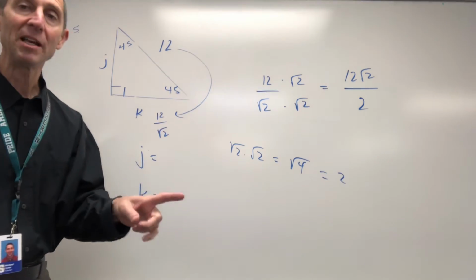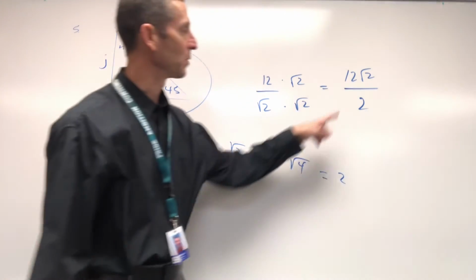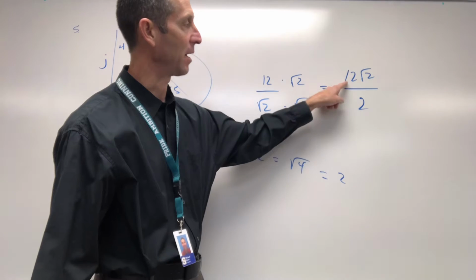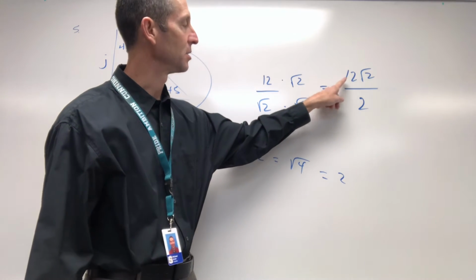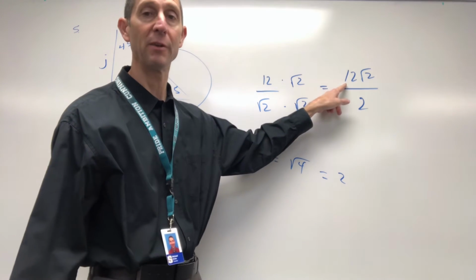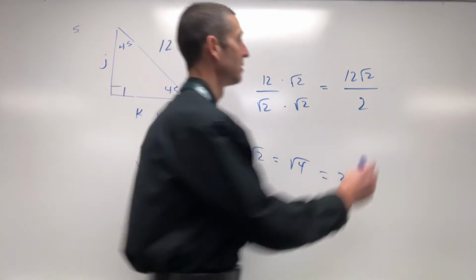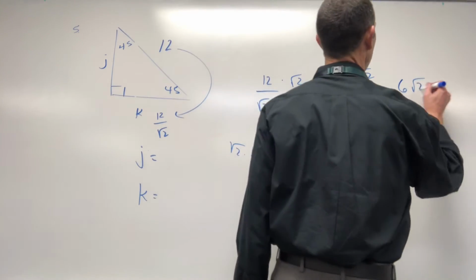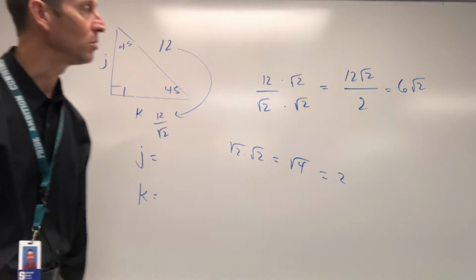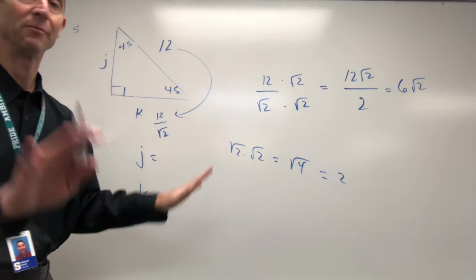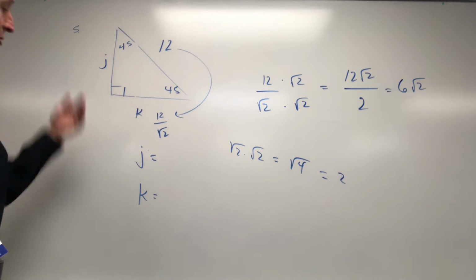You've got one step left to clean this up. You're allowed to simplify with the number on the outside. So that's a 12 on the outside. He's fair game to divide by that 2. So 12 divided by 2 gives me 6 square roots of 2 for my final cleaned up version for K and for J.